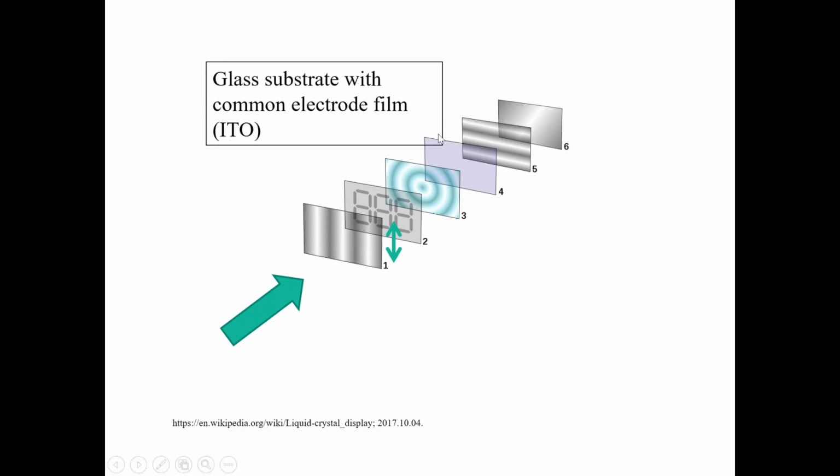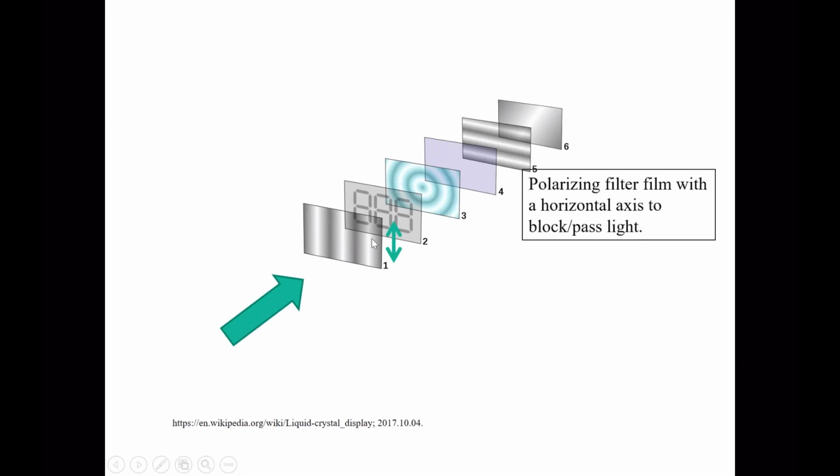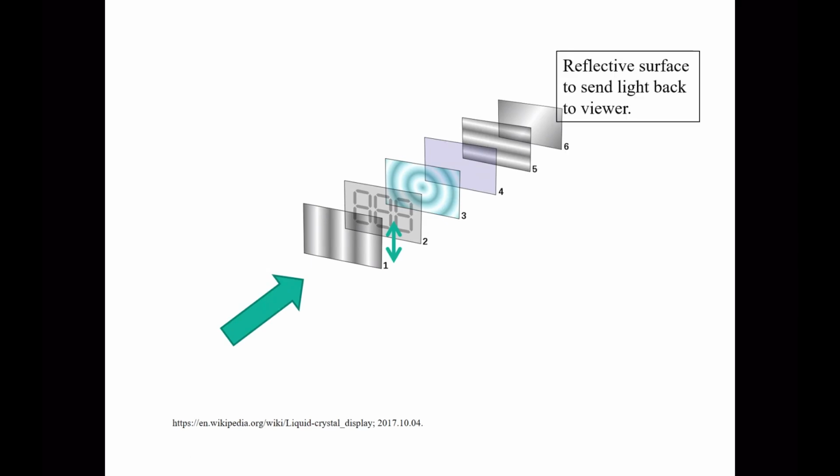So the next one is a transparent electrode. Next, we have the same filter as here, however, polarization in this direction. This means that if light is polarized in this direction, it is unable to pass this filter, because this filter provides polarization in this direction. And the last one, this is a mirror.